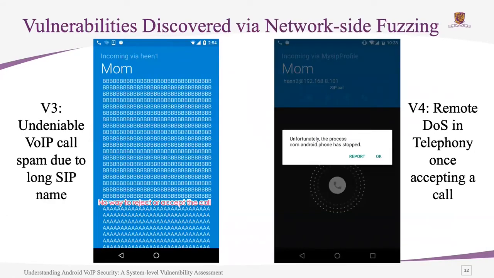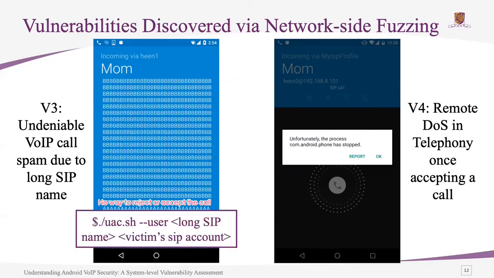For the vulnerabilities discovered by network-side fuzzing, we first show the V3 and V4 vulnerabilities. In V3, we can see that the adversary intentionally sets up a very long SIP username. In this case, the victim user has no way to reject or accept such a call, therefore causing undeniable VoIP call spam due to the long SIP name. And to launch such an attack, the adversary can simply use this kind of command.